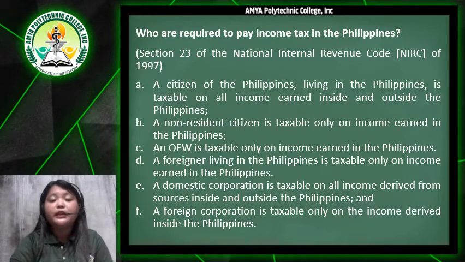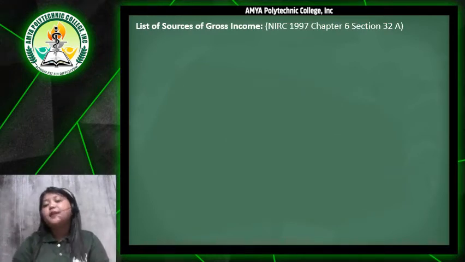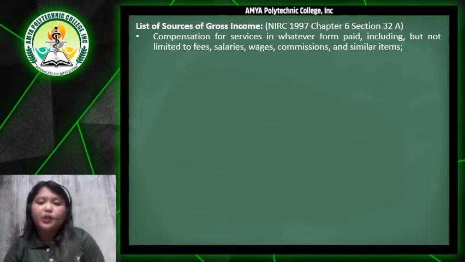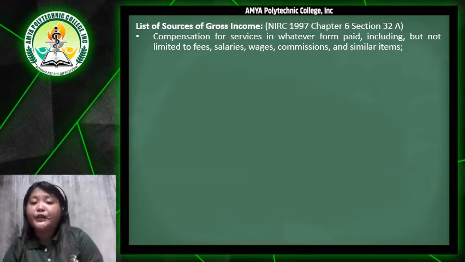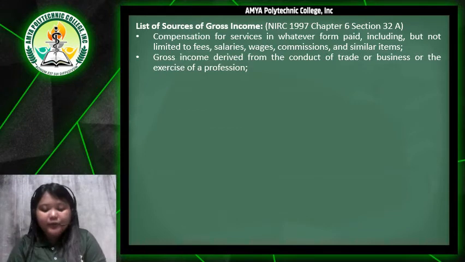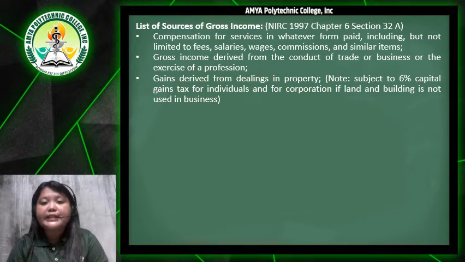So we have here also the list of sources of gross income from the NIRC 1997 Chapter 6, Section 32A. So first is the compensation for services in whatever form paid, including but not limited to fees, salaries, wages, commissions, and similar items. Next, gross income derived from the conduct of trade or business or the exercise of a profession. Third one, gains derived from dealings in property.